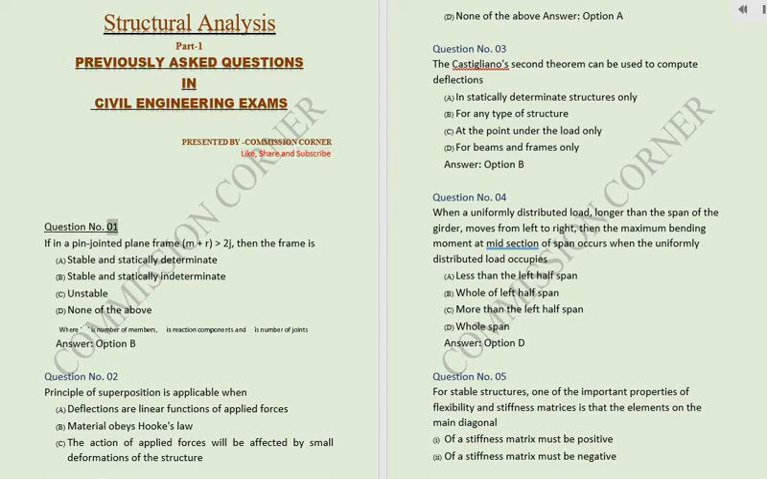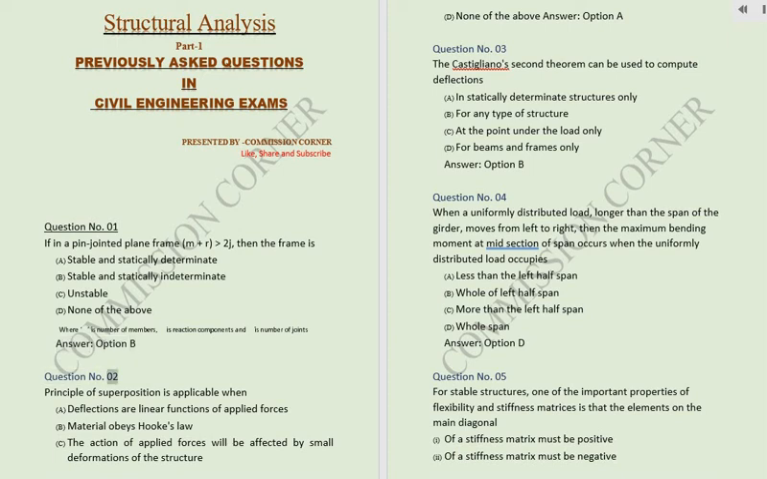Question No. 01. If in a pin-jointed plane frame, M plus R equals 2J, then the frame is: A, stable and statically determinate; B, stable and statically indeterminate; C, unstable; D, none of the above. Answer, option B.